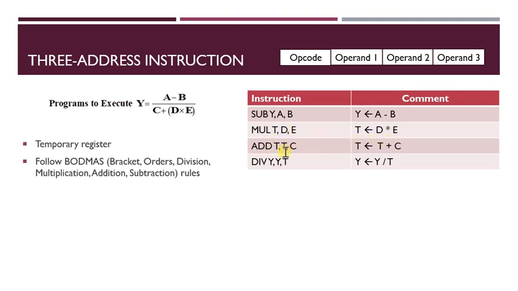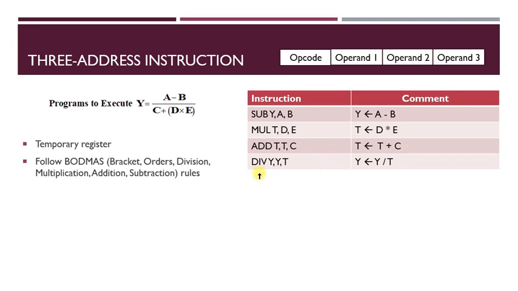Inside the temporary register, the same temporary register, you do the addition, all right? Add T T C. This is the opcode add, and these are the operands T T C. It refers to the first, second, third address, right? And this is the comment: T receives the result of the addition. T basically already contains the value of the multiplication here, D times E. After that, it will do the addition, right?